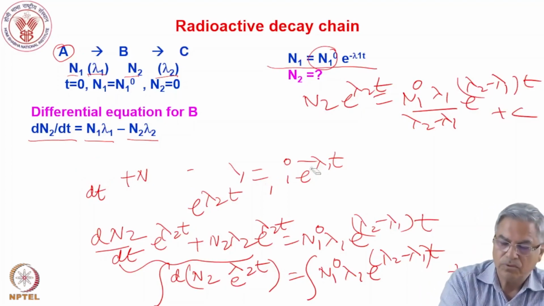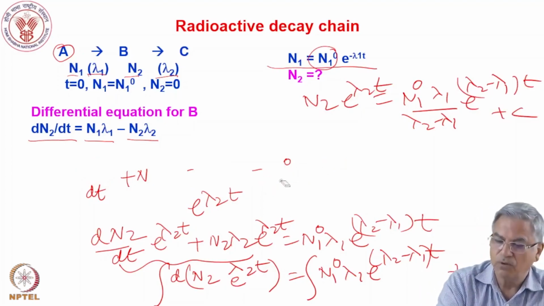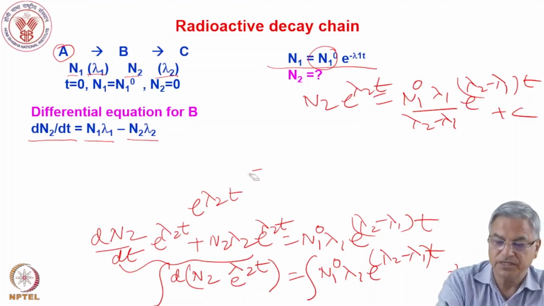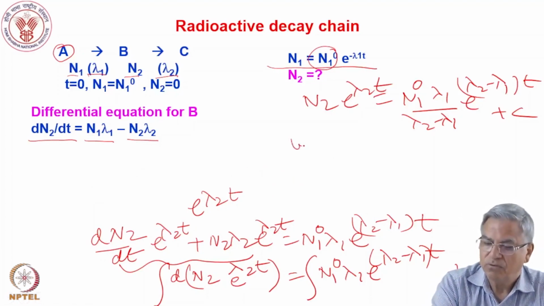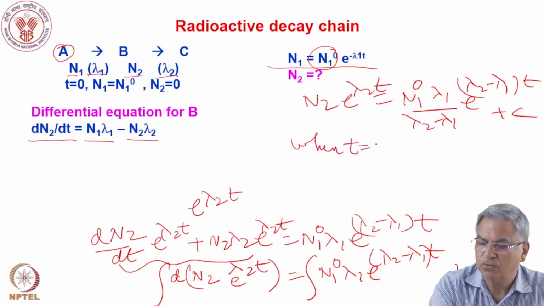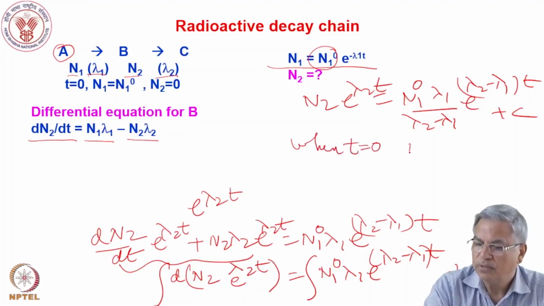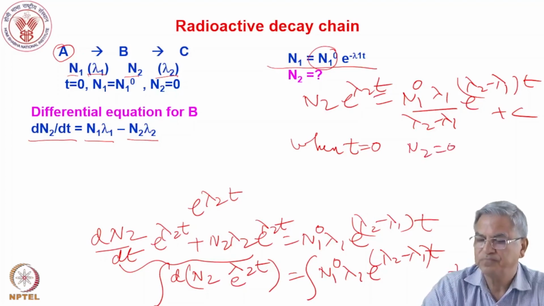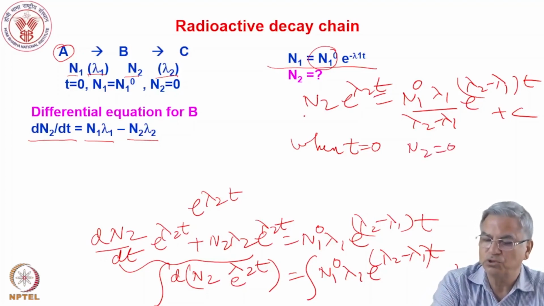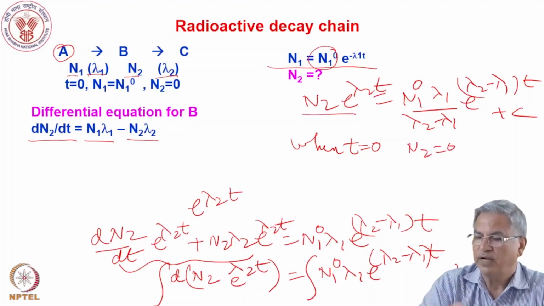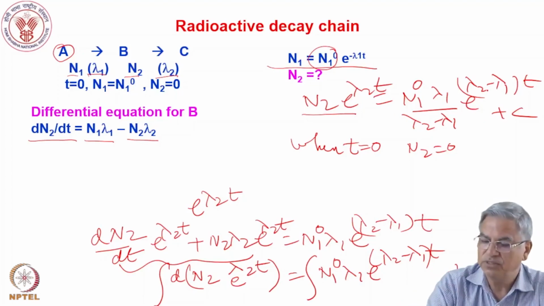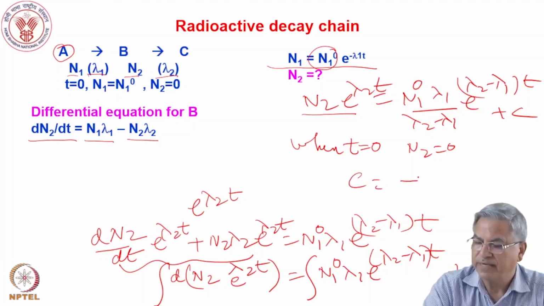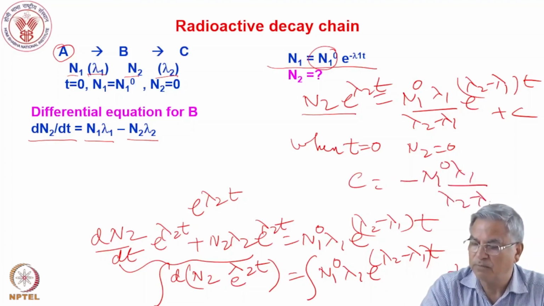So now you can find out the value of the integration constant c, that is when t equal to 0 and N2 equal to 0. So if you put N2 equal to 0 here, this term becomes 0, and so it becomes c equal to minus of this term. So c becomes minus N1 0 lambda 1 upon lambda 2 minus lambda 1.